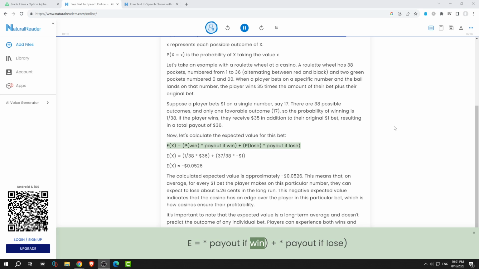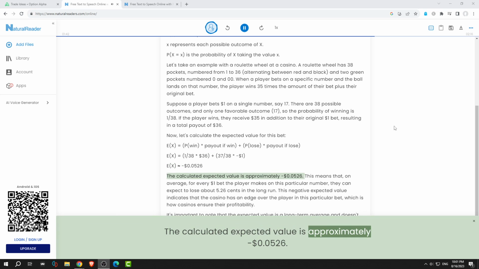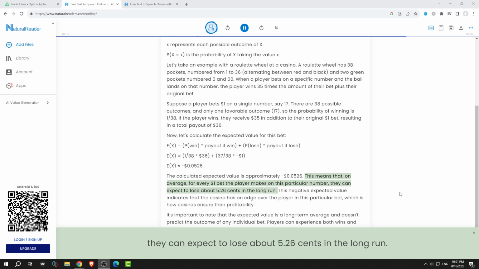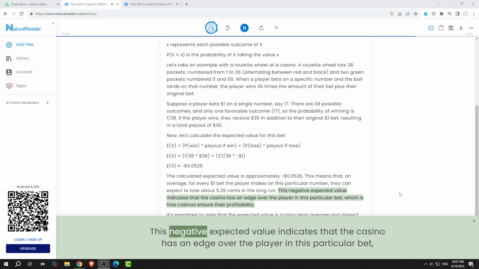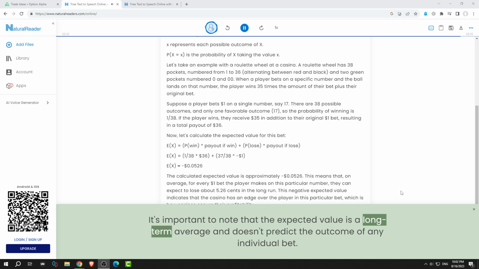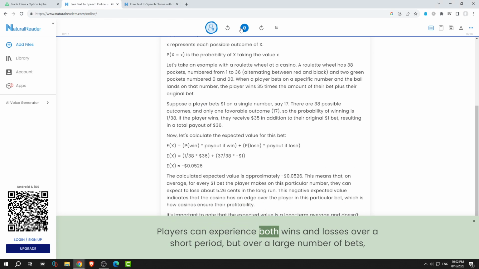E equals payout if win, plus payout if lose. E equals plus, E equals -$0.0526. The calculated expected value is approximately -$0.0526. This means that, on average, for every $1 bet the player makes on this particular number, they can expect to lose about 5.26 cents in the long run. This negative expected value indicates that the casino has an edge over the player in this particular bet, which is how casinos ensure their profitability. It's important to note that the expected value is a long-term average and doesn't predict the outcome of any individual bet. Players can experience both wins.